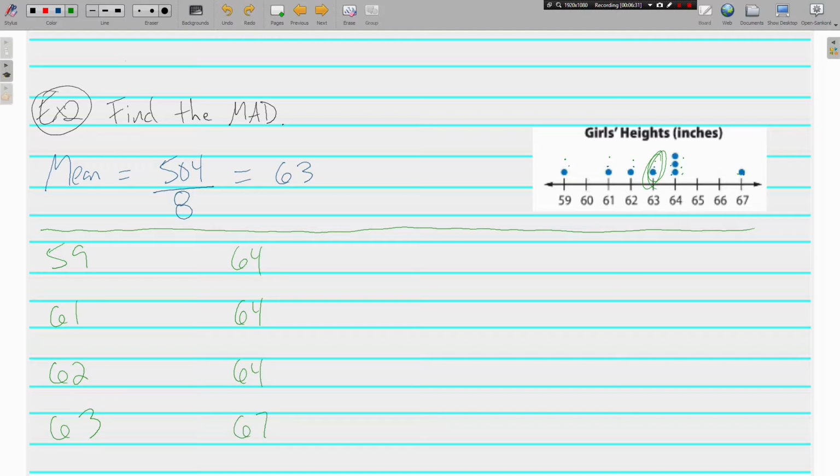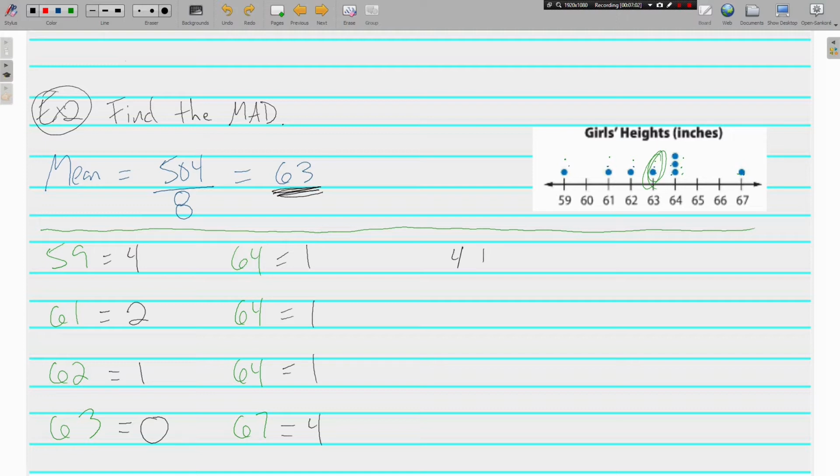We need to go back. How far away is 59 from 63? It's 4 away. How far away is 61? It's 2 away. How far away is 62? 1 away. 63 is 0 away from 63. The 64s are all 1. And the 67 is 4 away from 63.